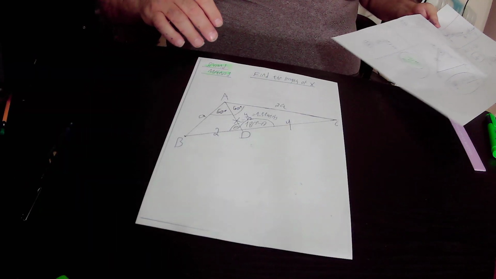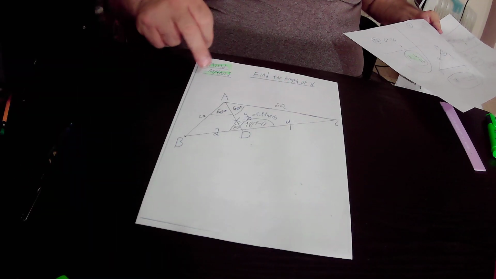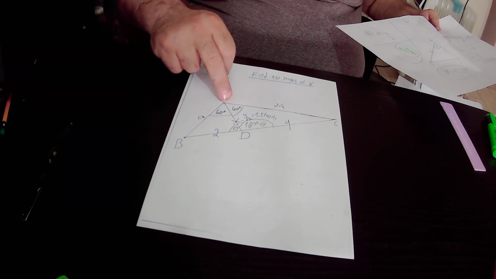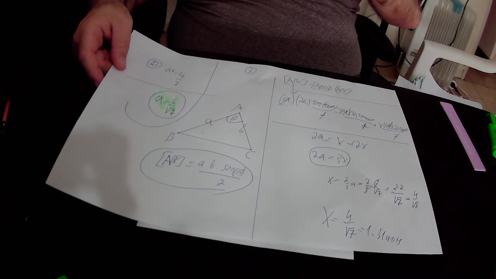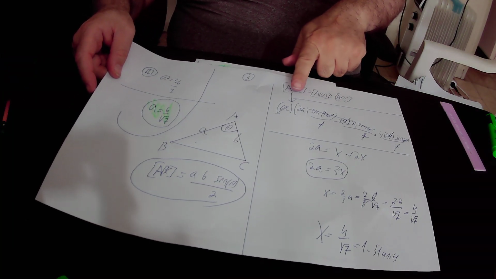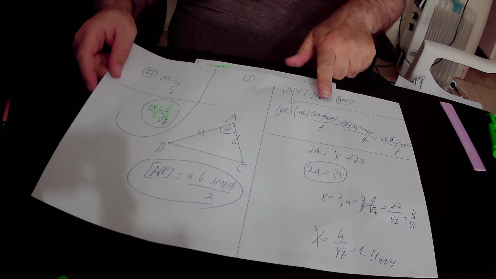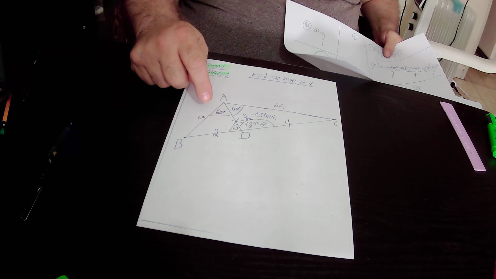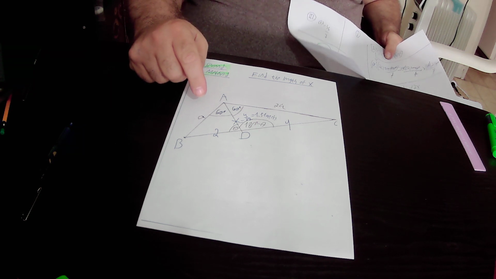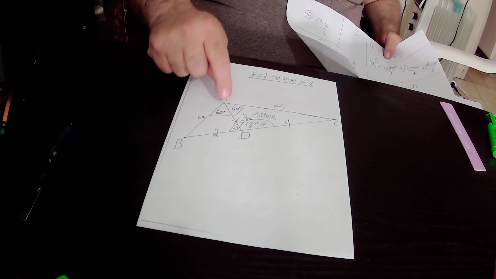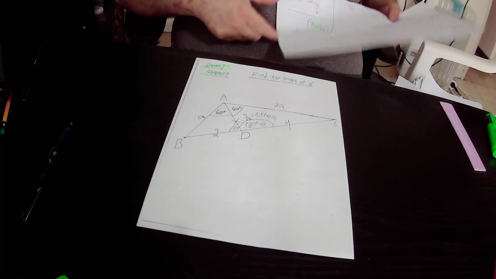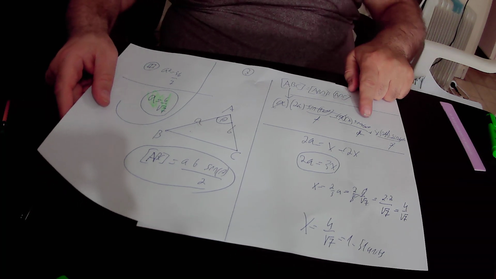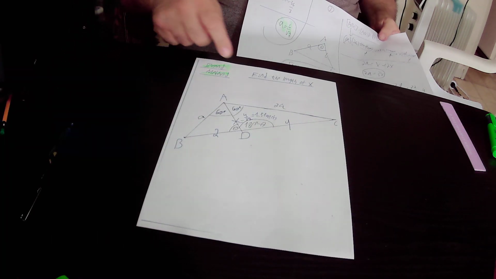So the area of triangle ABC, according to the new formula, will be equal to A times 2A times sine 120 degrees over 2. And it is equal to the area of triangle ABD. The area of triangle ABD, according to the new formula, equals A times X times sine 60 degrees over 2, plus the area of triangle ADC.